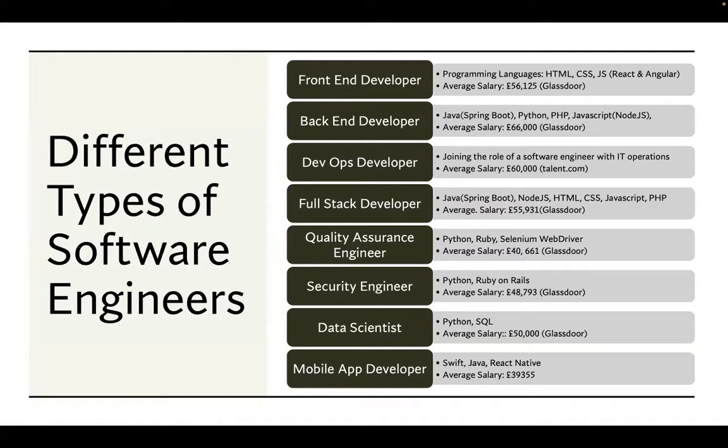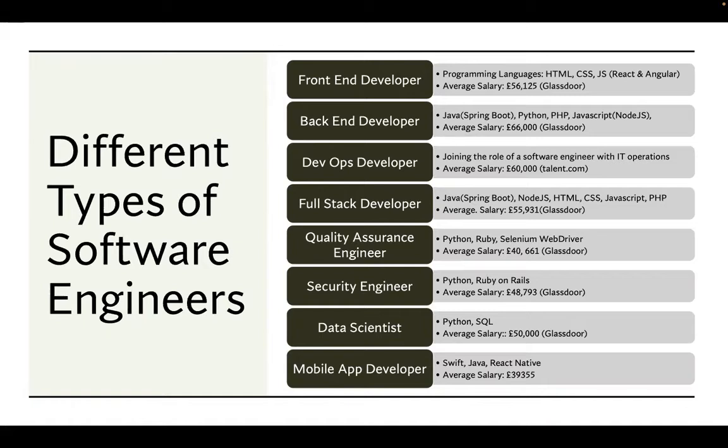Then we have a DevOps developer. The backend developer earns around 66,000 a year, and these are all averaged through Glassdoor. So it can be higher, it can be lower, but this is normally a mid-range. A DevOps developer is a developer that joins the role of a software engineer with IT operations. What IT operations? For example, maintaining, testing, evaluating, stuff like that. And the average salary of that is 60K a year.